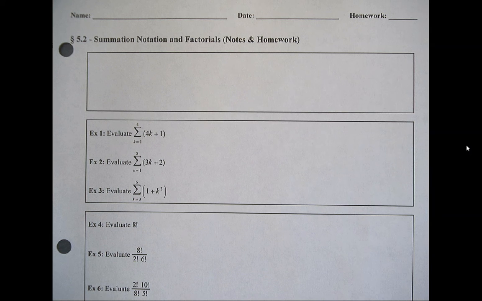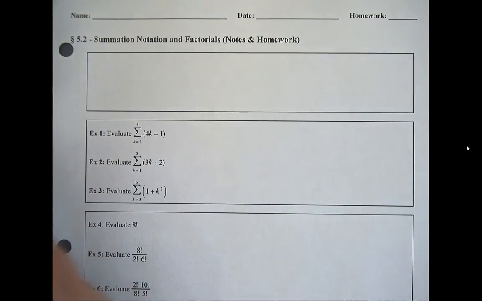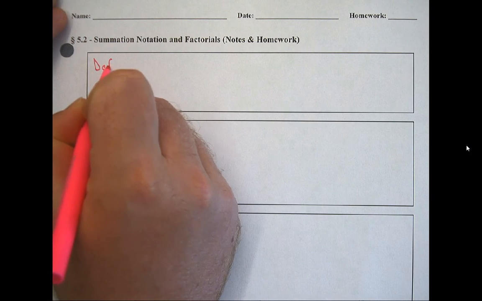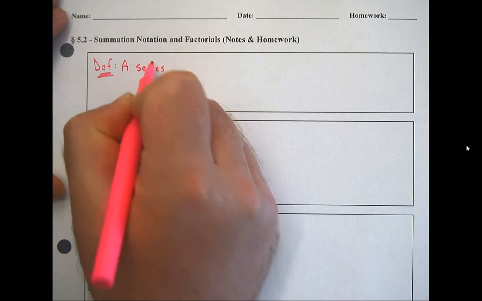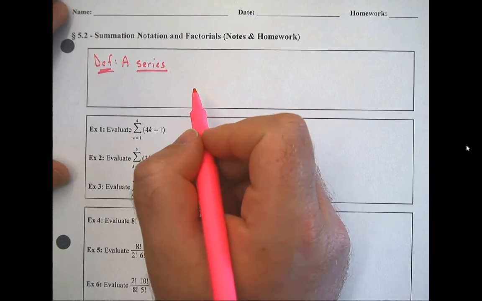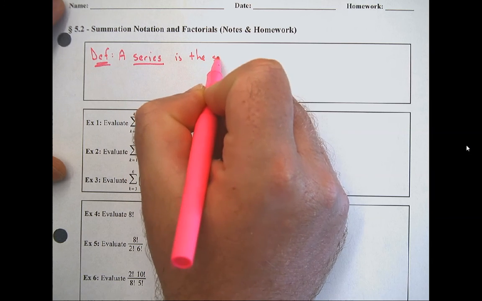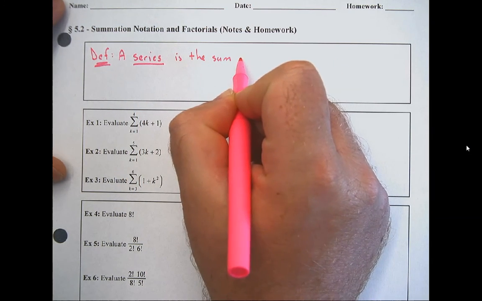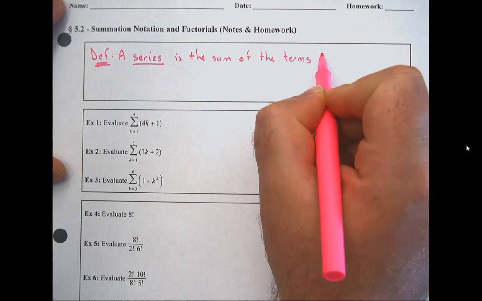It's a sequence, but instead of just writing down the list of numbers, we take those numbers and add them all together, and that creates this thing called a series. So let's define that. Definition. A series, underline the word series. A series is the sum of the terms of a sequence.